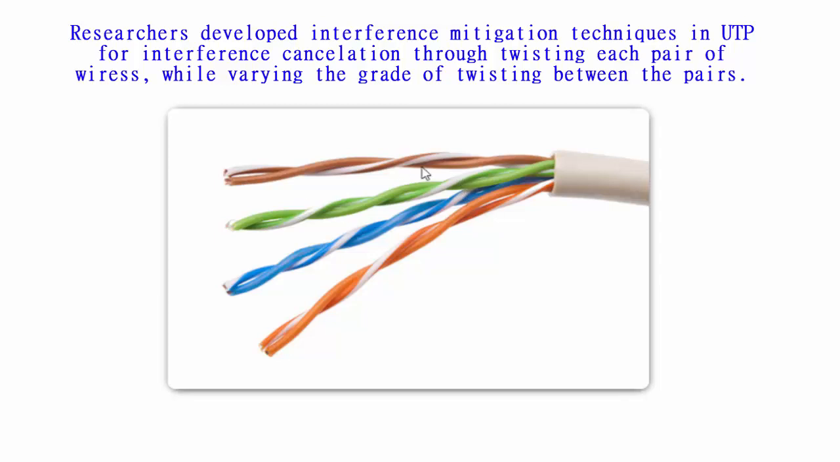What they have found is that when you twist the wires like this, the electromagnetic field in one wire tends to cancel the electromagnetic field on the other wire, so the effect of crosstalk between these two wires is significantly reduced. Also, this can be more efficient when you change the twisting between the wires. As we can see here, the blue wire tends to have more twisting compared to the green wire. And using this, you can reduce the crosstalk interference even more.